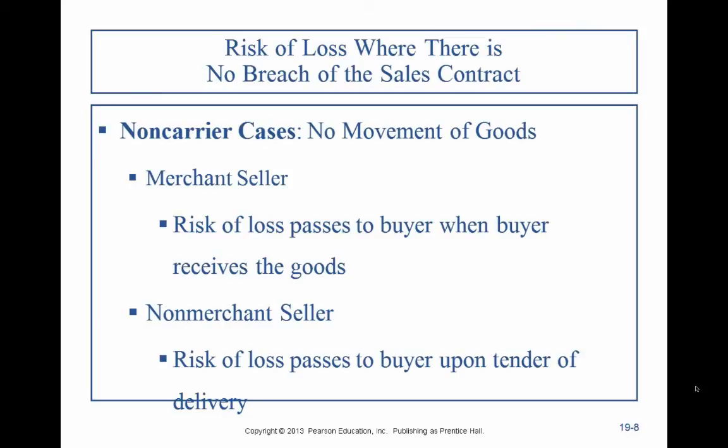I know about it. What if we're talking about a non-merchant seller? What if I'm buying from someone who's a casual seller? When does risk of loss pass there? Well, risk of loss, unless I negotiate otherwise, passes to buyer upon tender of delivery. And you might say, what does that mean? Tender of delivery essentially means when the buyer is free and clear to take it.